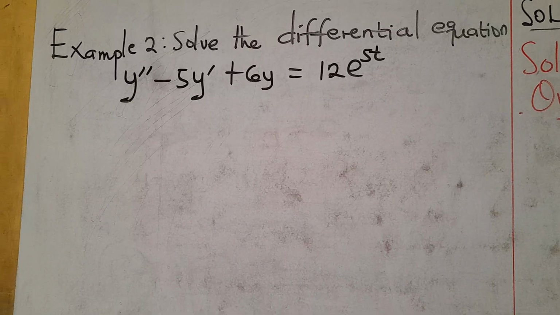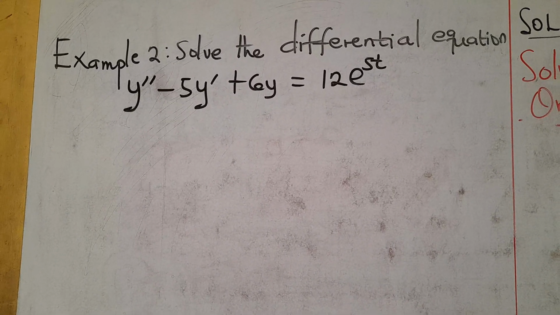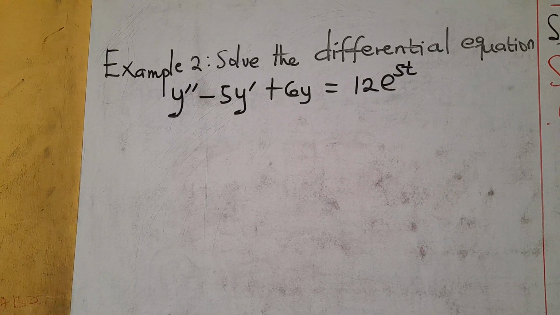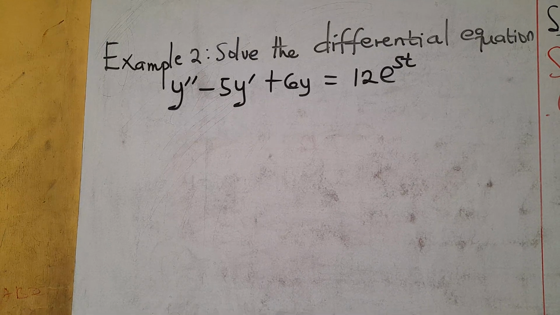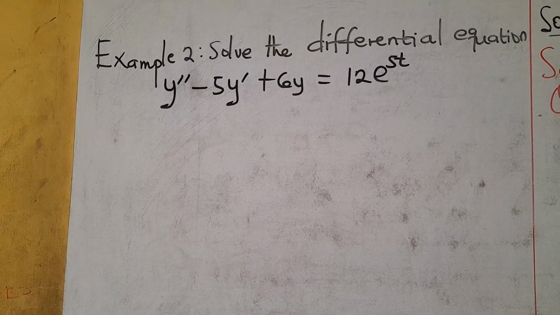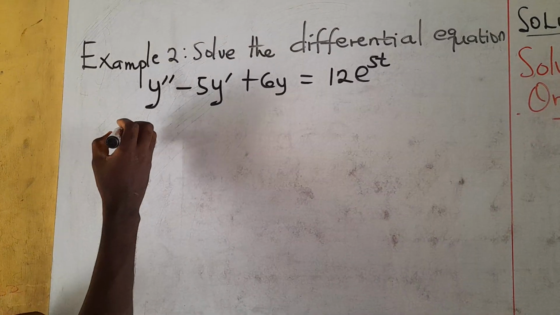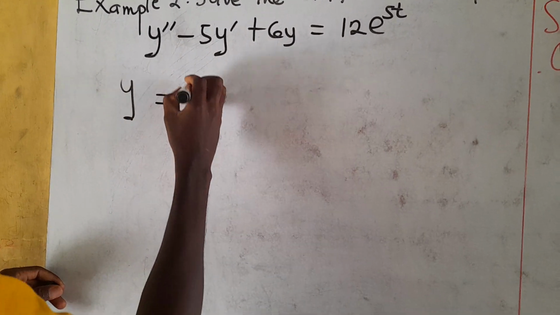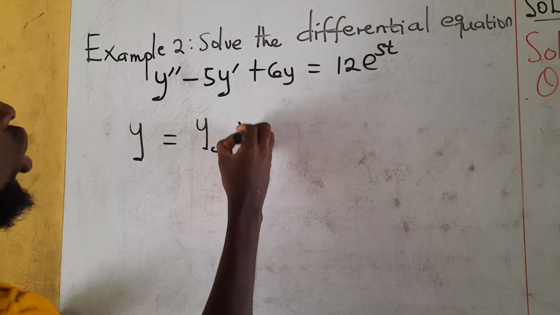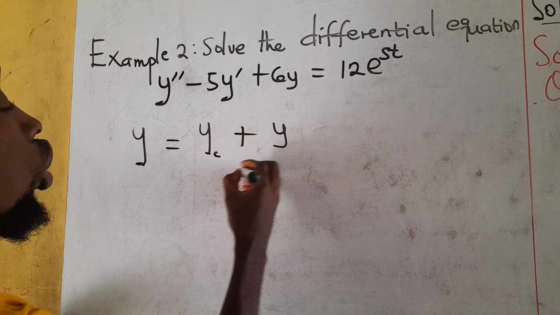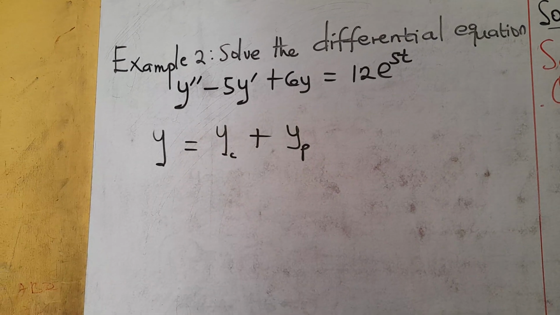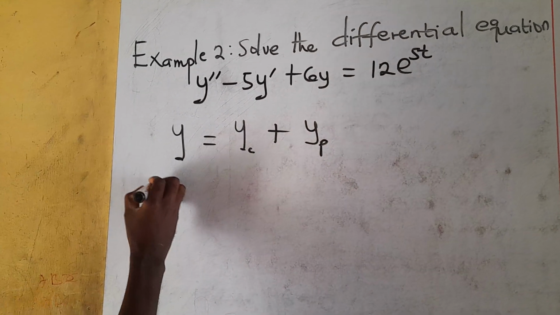So we said the example 2, solve the differential equation y'' - 5y' + 6y = 12e^(5t). So how do we solve this? Remember, using the method of undetermined coefficients, our y will be equal to the complementary solution for the homogeneous side and the solution for the non-homogeneous side.